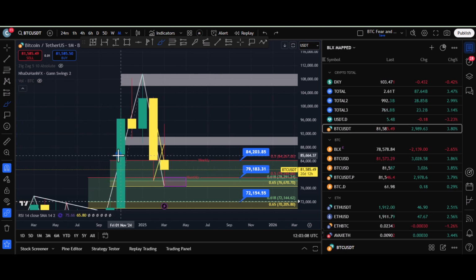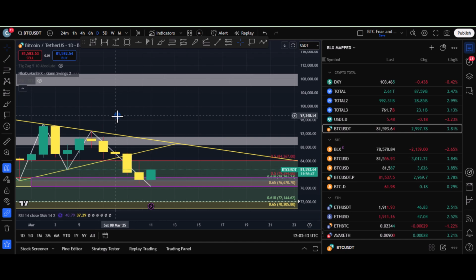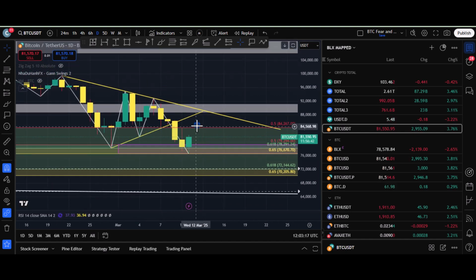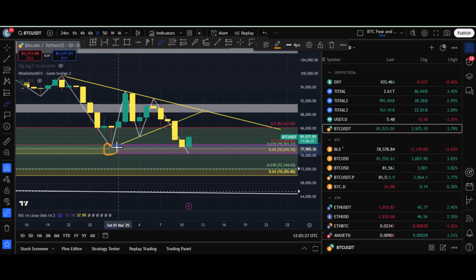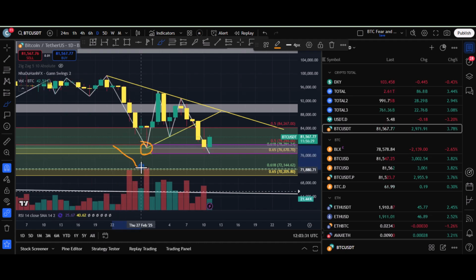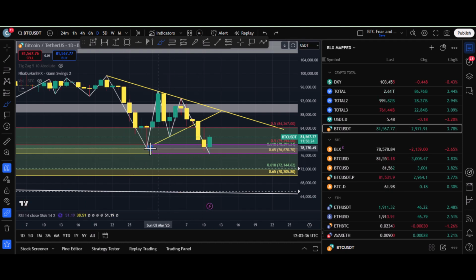So that's that. Let's zoom into the daily. Let me zoom into the daily here. What I will do is have a look at this low here on Friday, the 28th of Feb, which put in a massive low. Let's have a look at the volume on that. Huge volume here as well, which is something I like to see. But also, this low in comparison to the low that we've got today is lower.